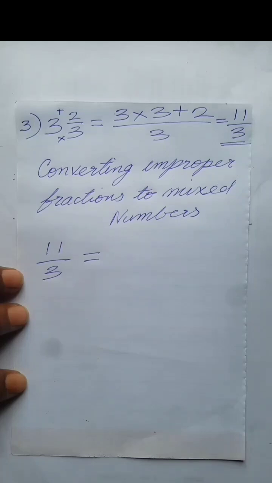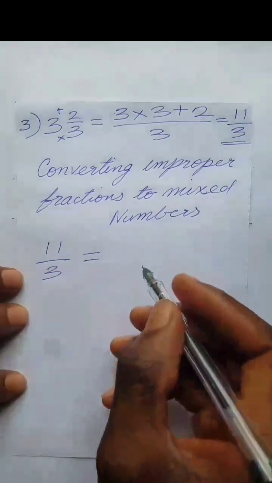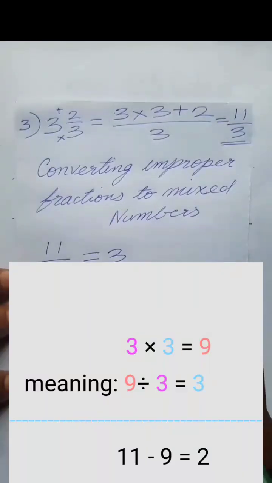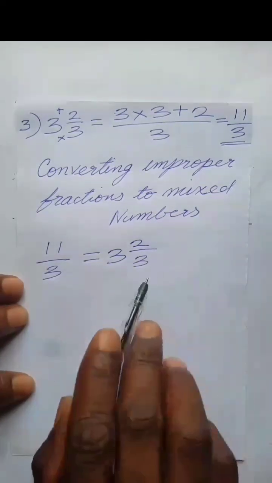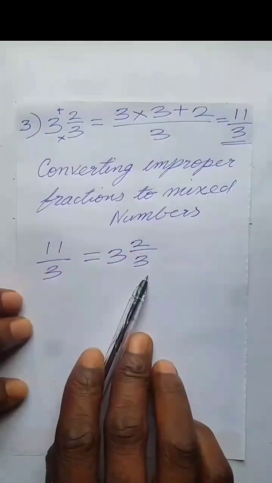3 1s are 3, 3 2s are 6, 3 3s are 9, 3 4s are 12. I've passed 11. So I go back to 3 3s. So 3 is my answer to 11 divided by 3, but there is a remainder. A remainder of what? 2. Why? Because I only used 9 to divide. 3 3s are 9 to get 3. Now, the difference between the 9 that I used and 11 is 2. Remember, the denominator always stays in its place. So this is our answer.